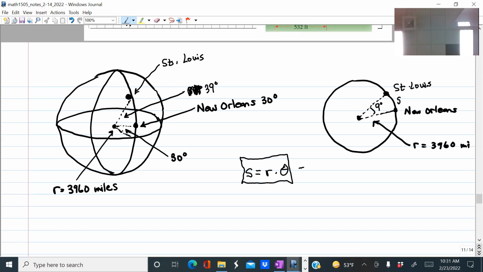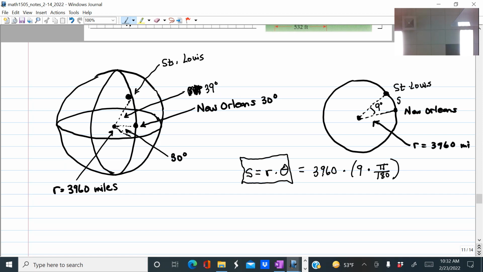All right, so let's do the calculations here. We know S is going to be the radius, which is what? 3960, correct. Times our angle, but let's convert that angle from degrees to radians. So how do we convert that to radians? What do you multiply by? Pi over 180, right? So we'll take the 9 and multiply it by pi over 180. That will convert it to radians, and then we just multiply that times the 3960.